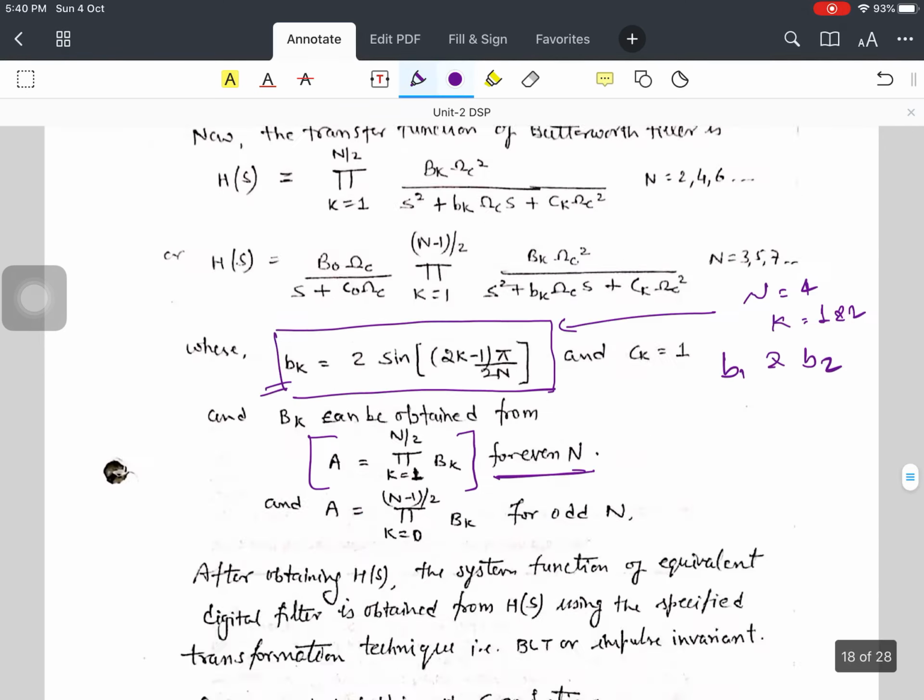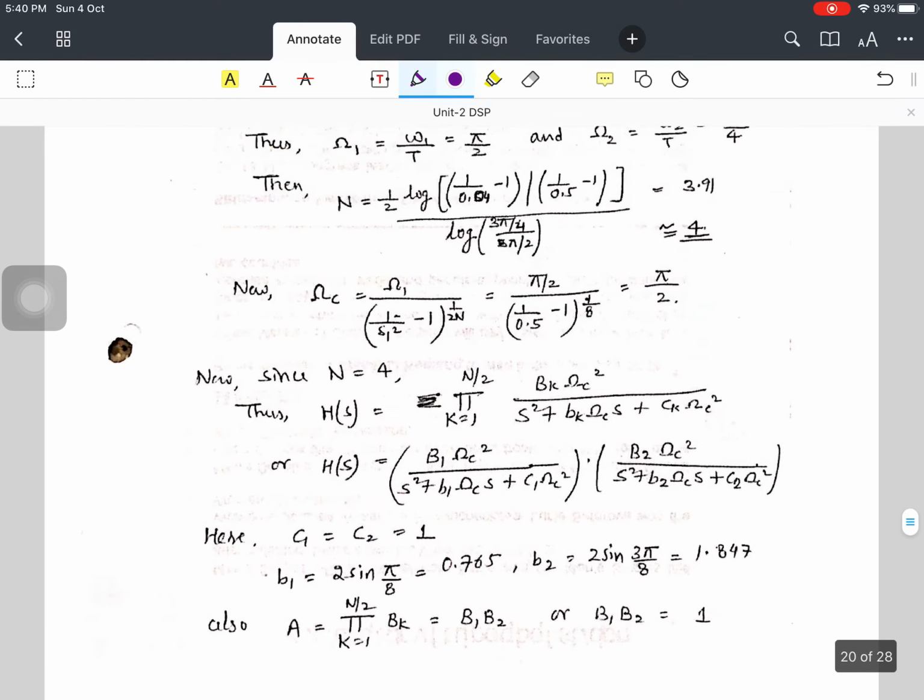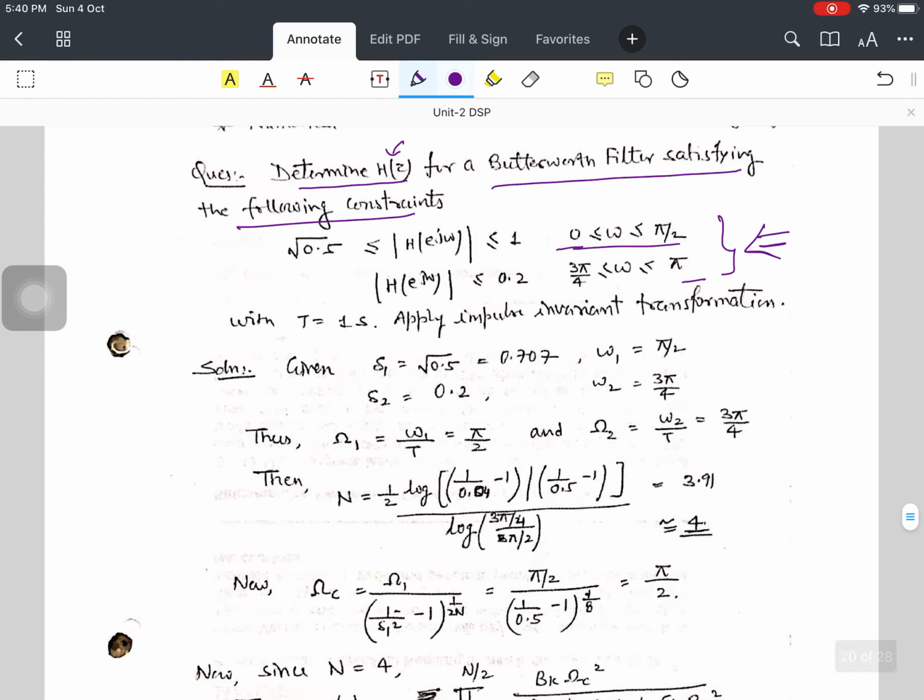When we compare this generalized form with the data given, we can easily say this is the value of δ1, this is the value of δ2, this is the value of ω1 and this is the value of ω2. So, we can easily see δ1 equals under root 0.5, ω1 equals π/2, ω2 equals 3π/4, and δ2 equals 0.2. Now we know these values.